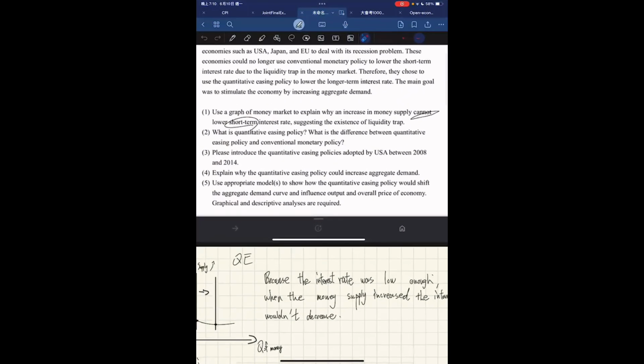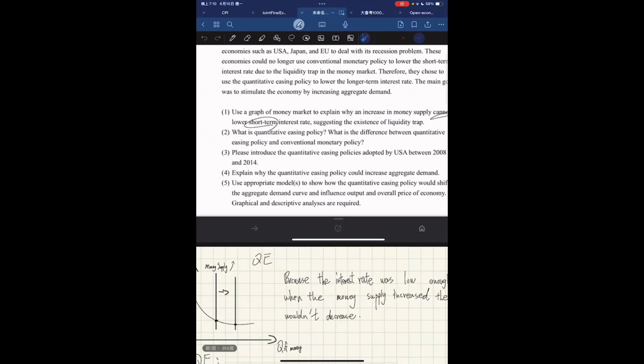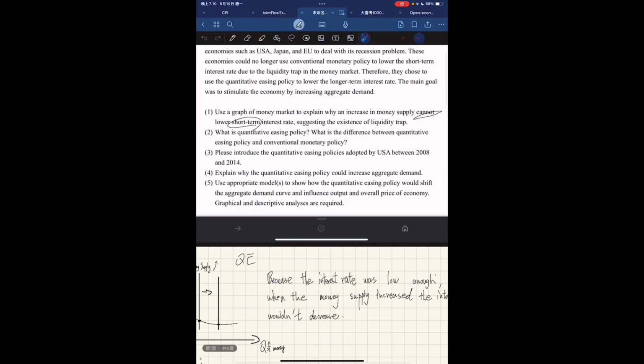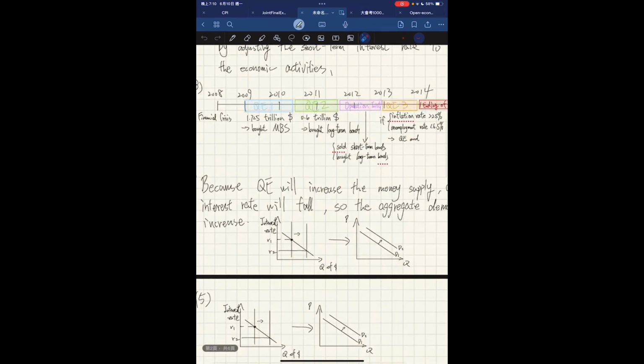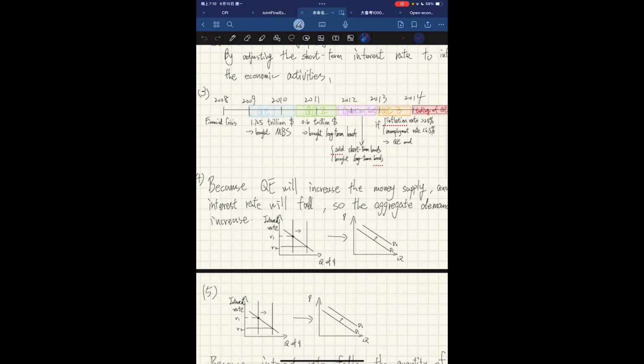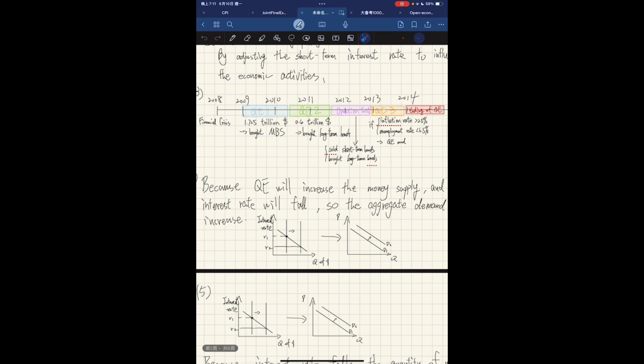And question 4 is to explain why QE could increase aggregate demand. Because QE will increase the money supply, and the interest rate will fall. So the aggregate demand will increase.